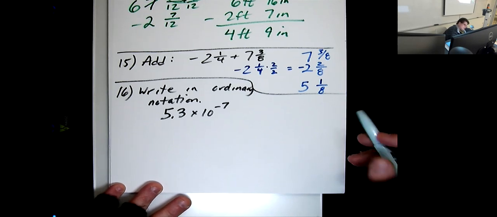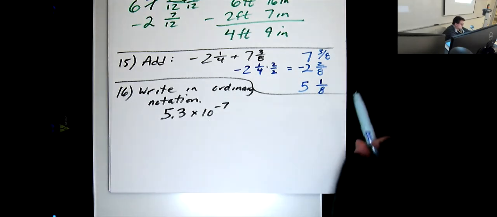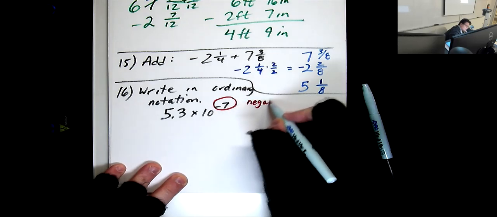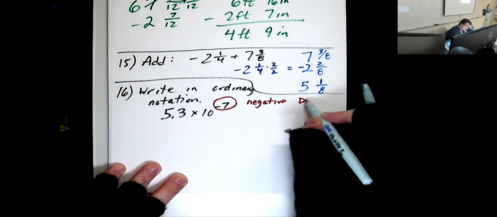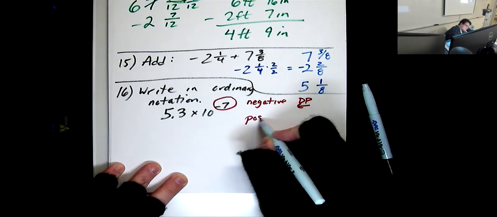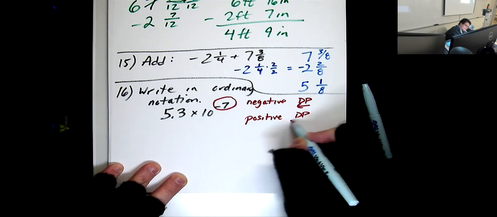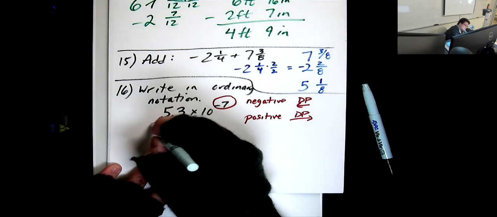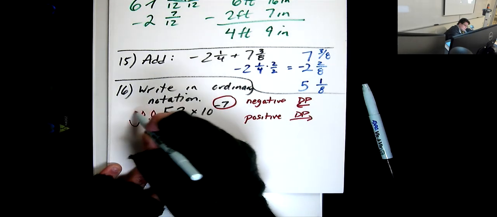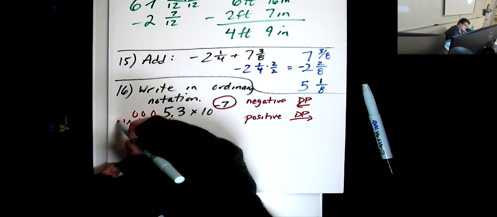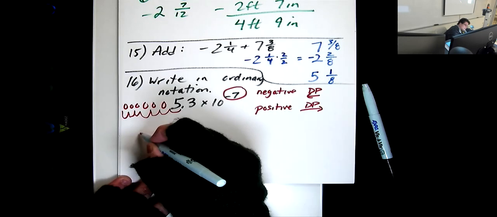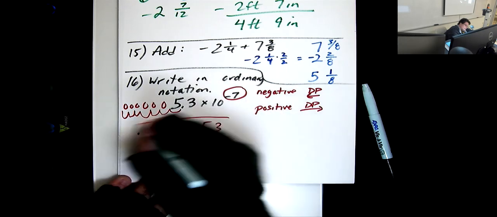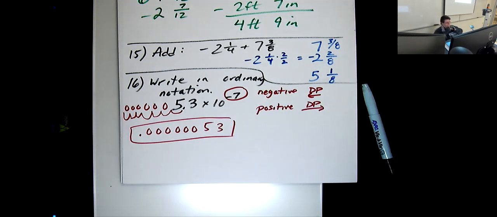We're gonna start with 5.38 times 10 to the negative 7. So if I want it in ordinary notation, I need to get rid of the 10 to the negative 7. As a reminder, if the exponent is negative, the decimal point goes left. If it's positive, the decimal point goes right. In this case, it's negative, so we're gonna go left 7 times. 1, 2, 3, 4, 5, 6, 7, 3 more zeros. 0.0000053. That's it.